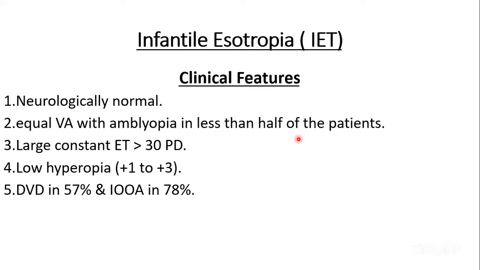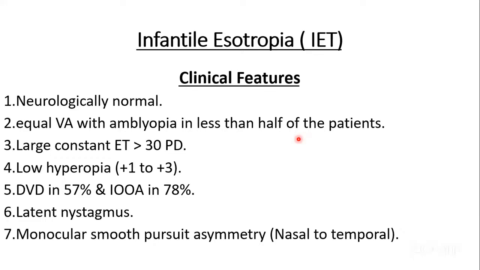But when will DVD, inferior oblique overaction and latent nystagmus start? When will they present in an infantile esotropic patient? So DVD presents later on in life. Yes, usually DVD, inferior oblique overaction and latent nystagmus will present after the age of 2 years. After the age of 2 years. Okay.